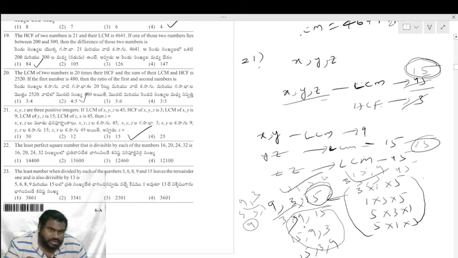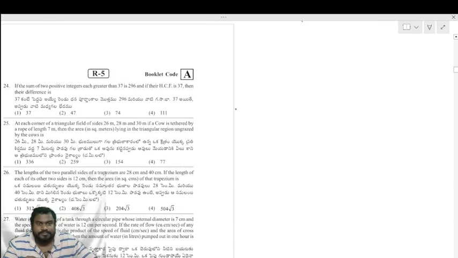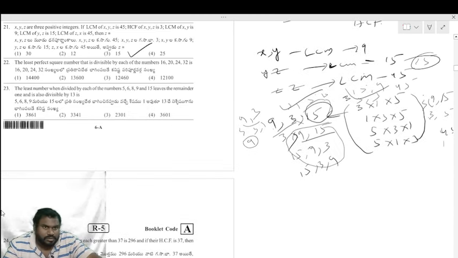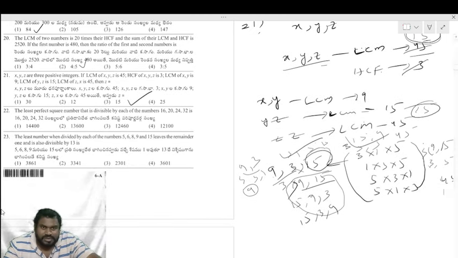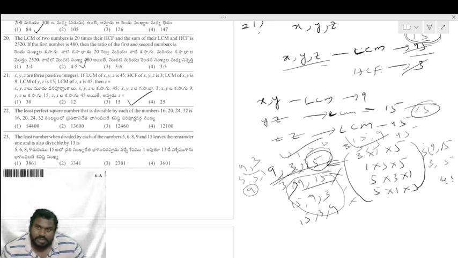Suppose you verify the option 9, 15, 3. What is the LCM for 9 and 15? 3 threes are 9, 9 fives are 45. So you get 45 for the pair, but the other pair is not satisfying. If it is not satisfying, you can eliminate this option. Like that, you can verify for these two also, because we got it in the first place itself. The answer is 15.